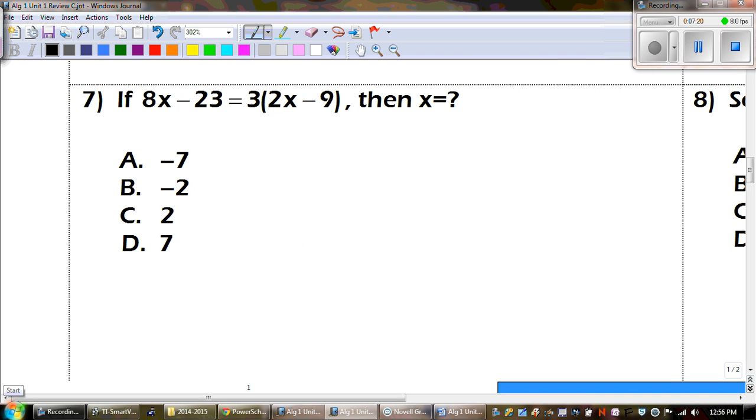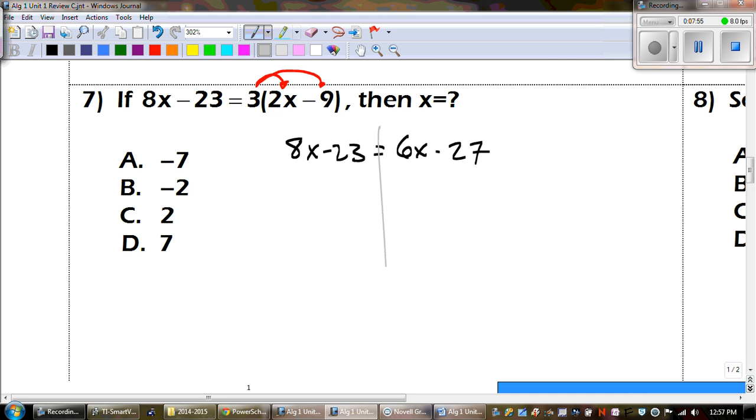Okay, number 7. If 8x minus 23 equals 3 times 2x minus 9, what does x equal? So once again, we're going to solve this. I'm getting a little lazy, so I'm going to do the first step. I'm going to draw what our first step is, where we would have to distribute. So we would have 8x minus 23. 3 times 2 is 6x, and 3 times negative 9 is negative 27.